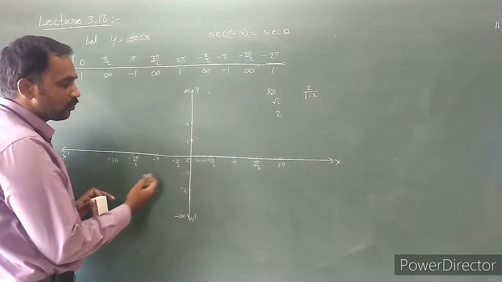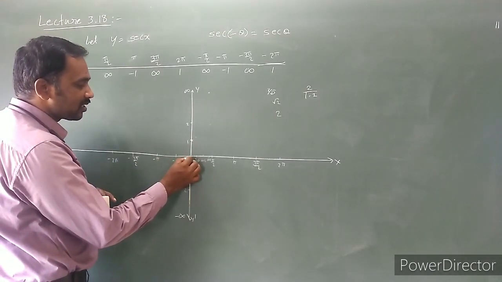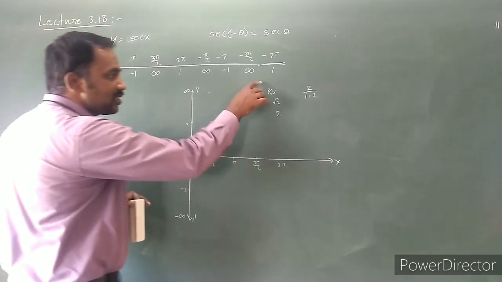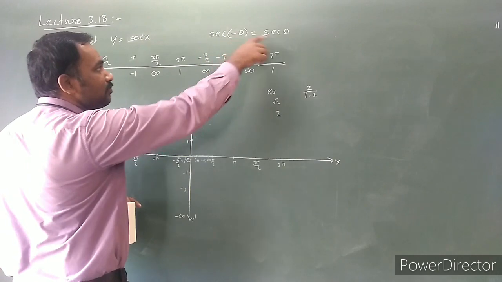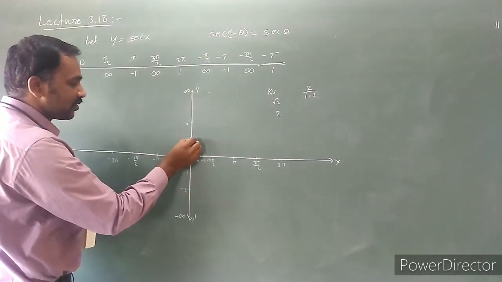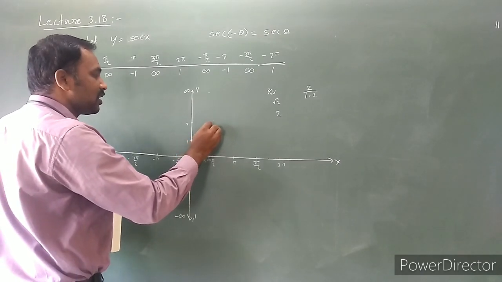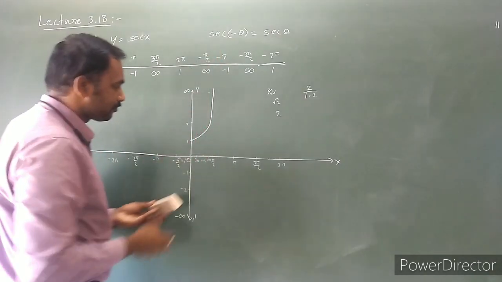Similarly, if you come to the negative values, if you consider minus 30 degrees, minus 45 degrees, minus 60 degrees, will you get the same values? Because sec of minus theta is sec theta. So here also the same values. That means the graph of the sec function carries on in this manner.